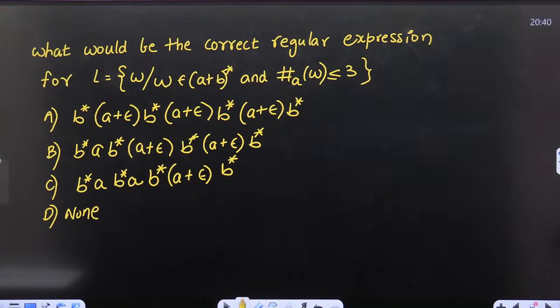The number of A's is less than or equal to 3. See, when all of you answer it right, I think I should not discuss the solution. If anyone answers it wrong, I will discuss. All of you are saying A, right? If anyone says it wrong, I'll discuss, okay?